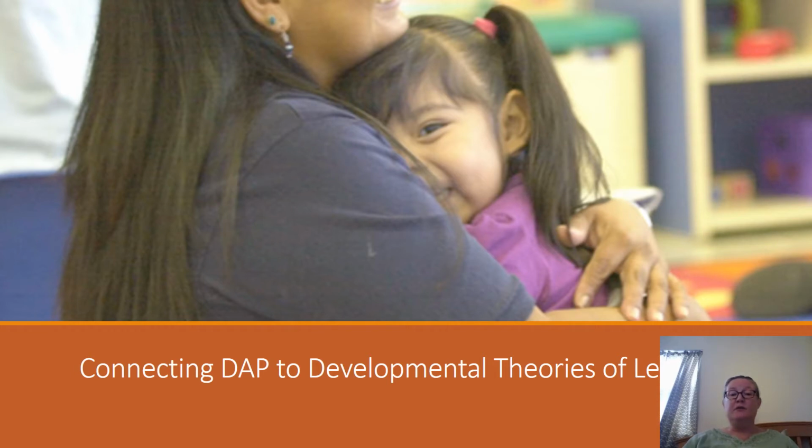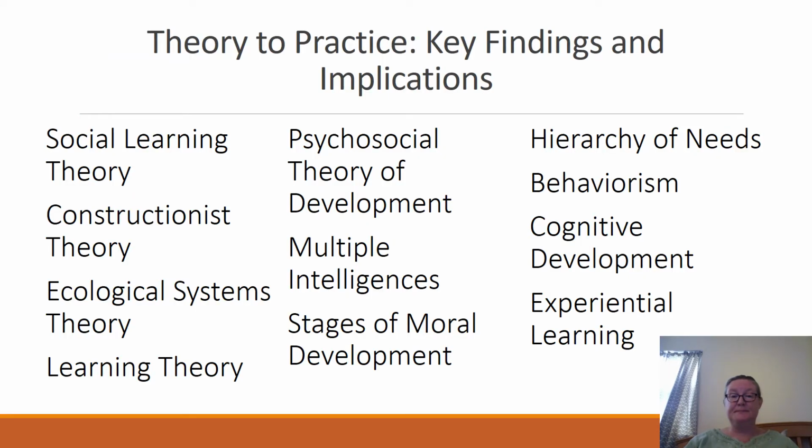Okay, so we're going to move into connecting developmentally appropriate practice to developmental theories of learning. So I have listed here the different theories that we discussed last week. I've also attached the handout that I gave out on Wednesday for your reference. So again, you have a hard copy that you received in class as well as an electronic copy. I broke this down a little bit more. When we talked about this on Wednesday, we connected these theories to specific theorists.